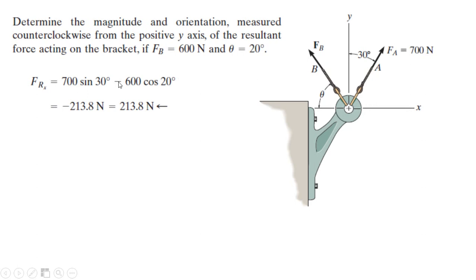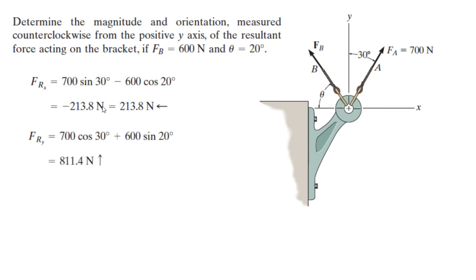FB is going to the left, so it gets a negative sign. The horizontal is actually adjacent to this angle theta, so I'm going to use cosine for the horizontal component in the x direction. That'll be 600 cosine 20. Plugging that into your calculator and adding it up, I get negative 213.8. So that's acting to the left at about 214 newtons.